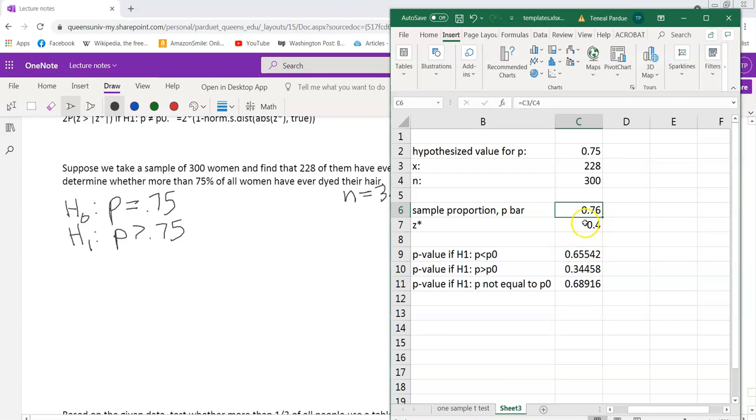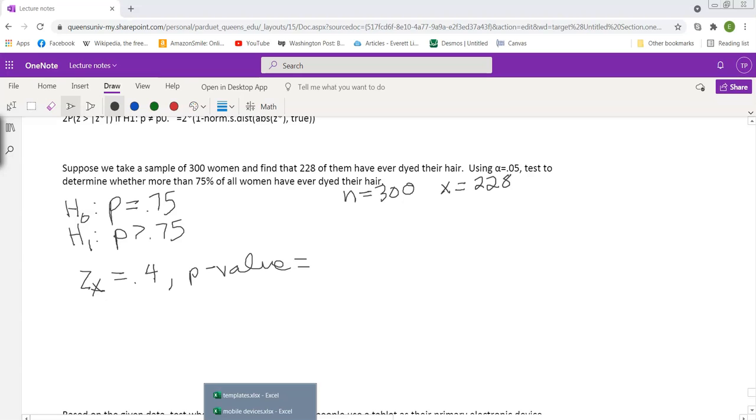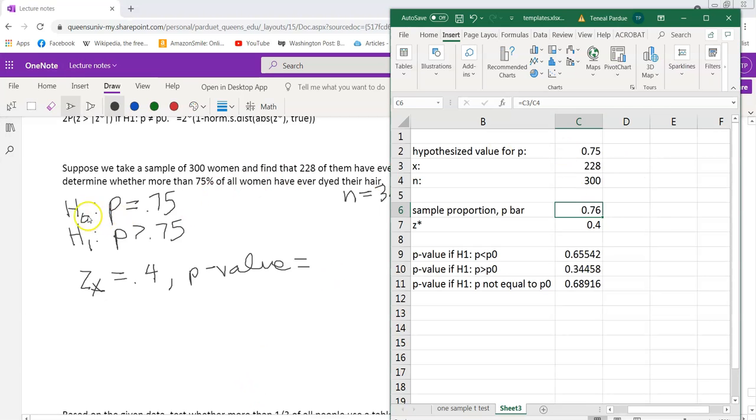This was our test statistic. And so let's go ahead and write down what our test statistic was. So Z star was equal to exactly 0.4. And our p-value, we are picking the greater than one because our alternative hypothesis was greater than. So we're looking for this one here, so 0.3446.